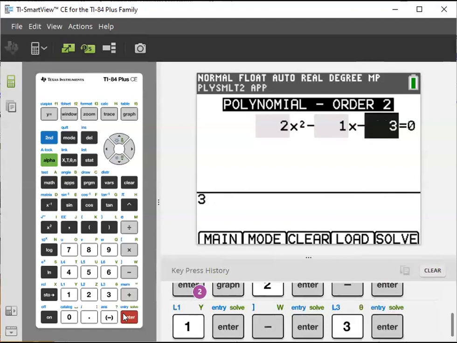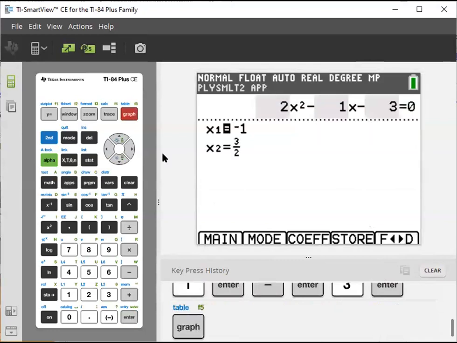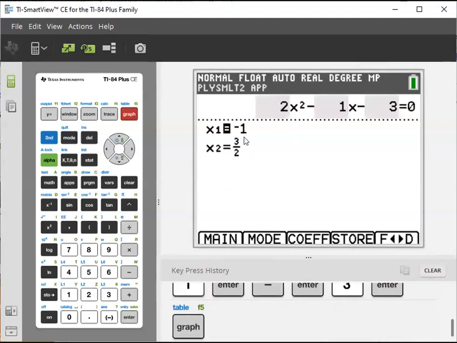Okay, so 2x squared minus 1x minus 3. I'm using x's instead of t's, and then I want it to solve it. So I'm going to hit graph, and it's telling me -1 and 3/2 are the answer. So I can do that on this calculator. You would have got the same thing if you had done quad.